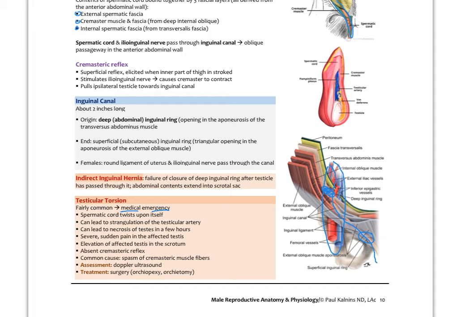Usually this presents with severe and sudden pain in the affected testis. And you see that the affected testis will be elevated into the scrotum, and there will be no cremasteric reflex. And usually this is caused by a spasm of the cremaster muscle itself. So the assessment is done usually via Doppler ultrasound, and then different techniques. Orchiotomy is where we actually remove the affected testis. And an orchiopexy is used to try to resolve the torsion.